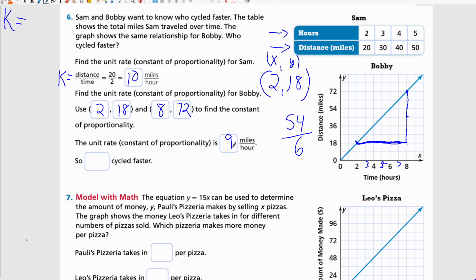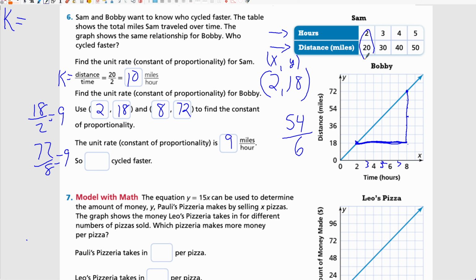They weren't hard steps. They weren't super difficult. It was just several steps that we had to do. There is an easier way. I had an ordered pair right here. What is 18 over 2? 9, right? The other ordered pair I had was 8, 72. What is 72 over 8? 9. It's the same thing as taking ordered pairs from a table.